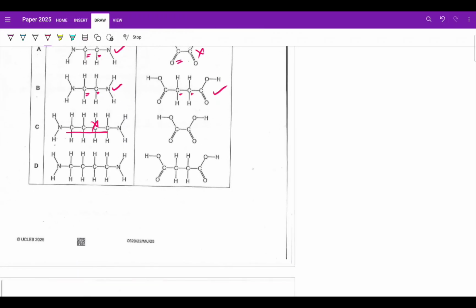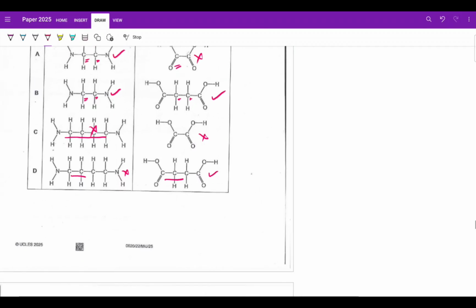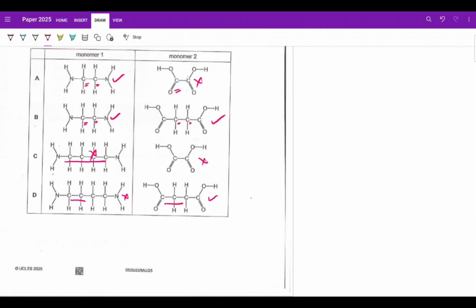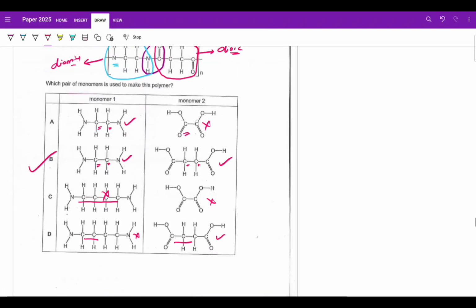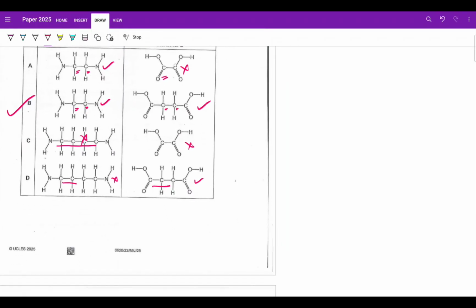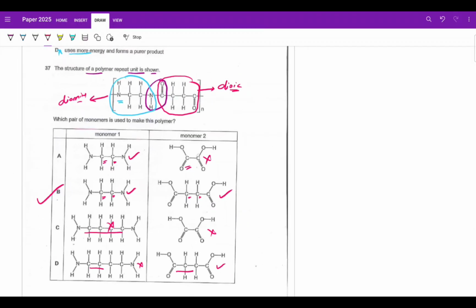4 carbon atoms and NH2, wrong. 1 carbon atom, wrong. That is 2 COOH groups, again wrong. 4 carbon atoms and 2 NH2, wrong. But 2 carbon atoms and 2 COOH groups, it's correct. But this is wrong. Hence, the option which is correct is B. Both monomers are correct. It is 2 carbon atoms with 2 NH2 groups and 2 carbon atoms with 2 COOH groups. That will be the monomeric unit of this polymer. Question 37, answer is B.